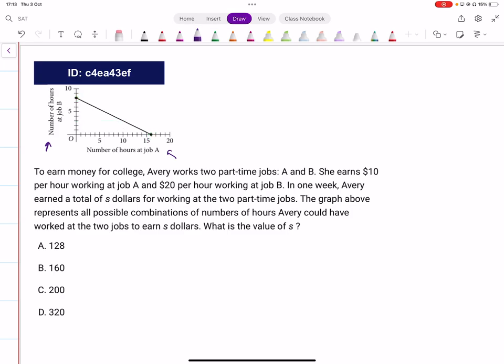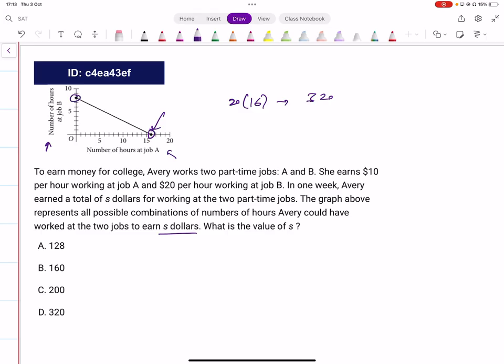Okay, so S is the total amount that she's earning, and that total amount is S dollars. If you look at this extreme value, if she's spending all of that on job A, that's 16 hours, and per hour she's getting $20. So 20 into 16, what's that? 320.